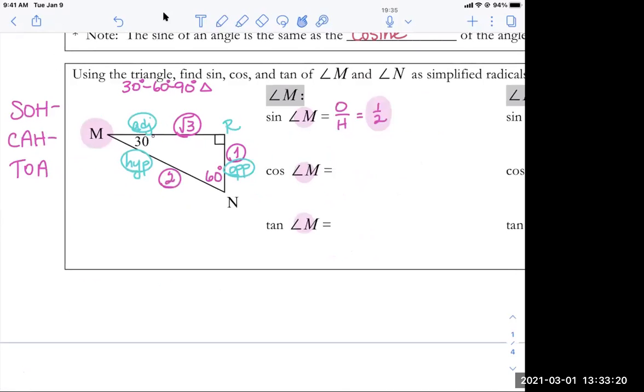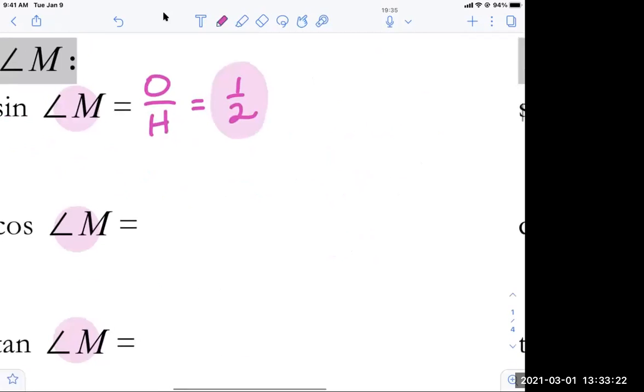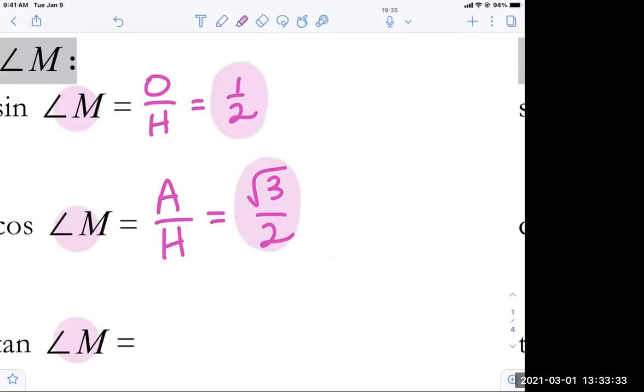That would be root 3 over 2. Cosine is adjacent over hypotenuse, square root of 3 over 2. Does that need to be simplified? No, because 2 is a rational number.